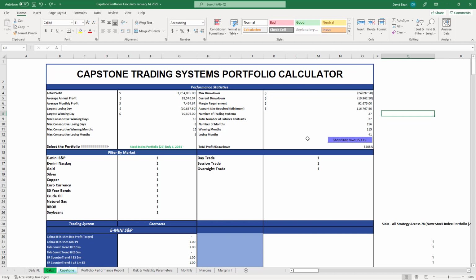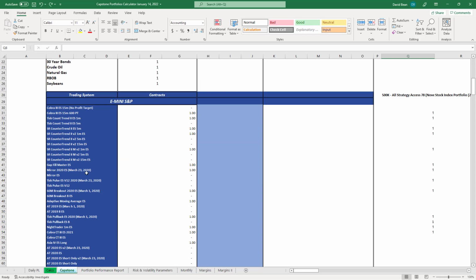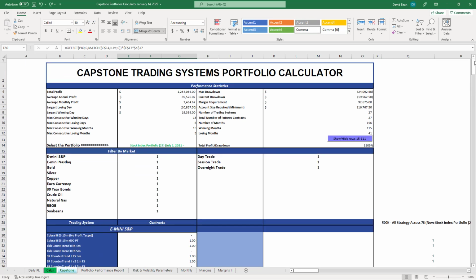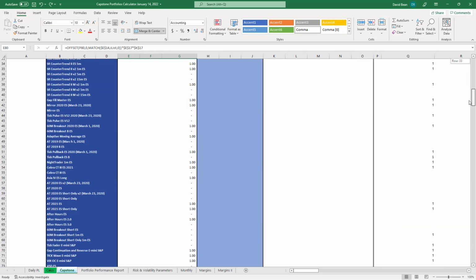Another strategy that does well on long and short trades is the Cobra 2022 NQ strategy. And let's look at that Cobra NQ 2022 right here. Let's look at it in terms of the stock index portfolio.